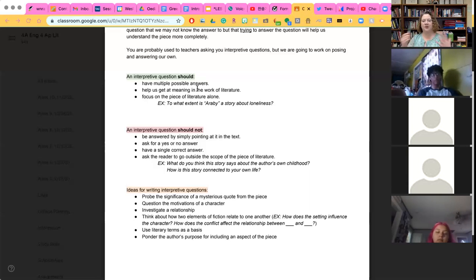Right? And then I've got a couple different ways that I could respond to that if I was thinking about the story. So we want to make sure that the question helps us get at the meaning. So it should be based on characterization or setting or something dealing with the terminology. And it should focus just on the piece of literature alone. So it's just about that piece, not about something else that's connected to it.